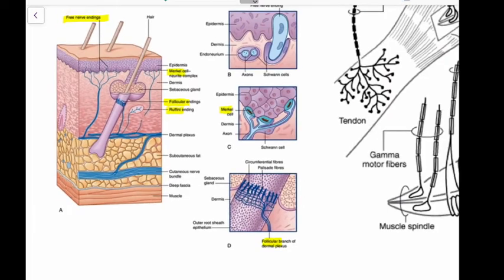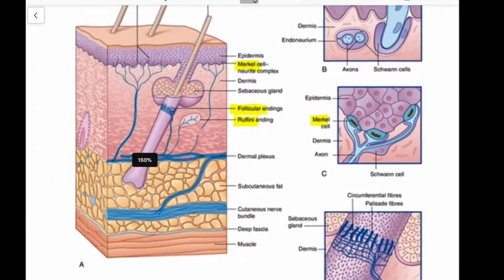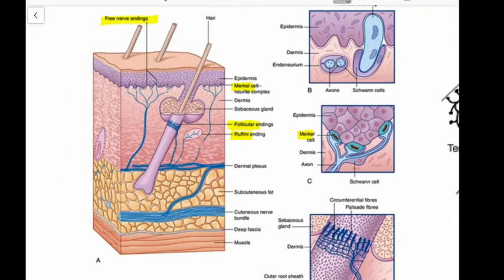Just a quick overview. Here we have our skin, and we can see examples of these receptors such as free nerve endings. We also have Merkel cells, both of which are found in the border of epidermis and dermis. And then we have follicular endings around the hair follicle, Ruffini endings.